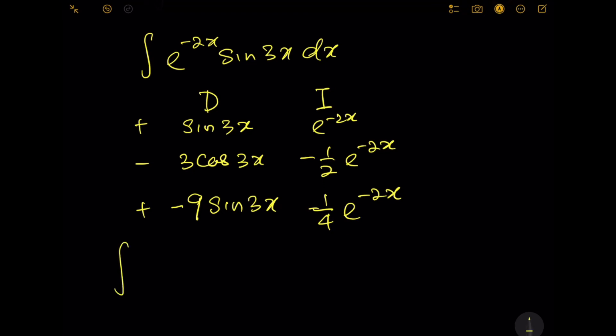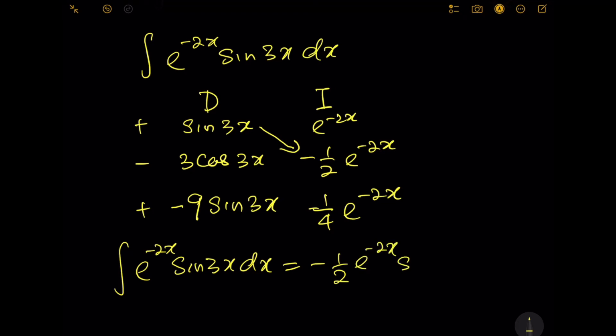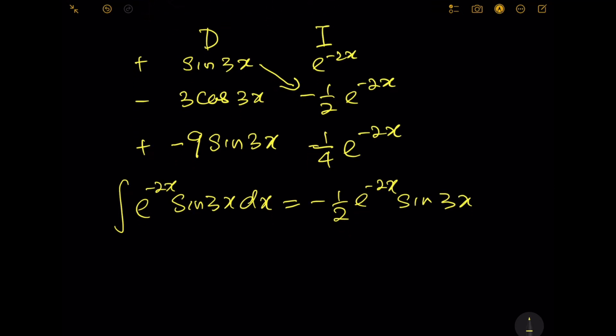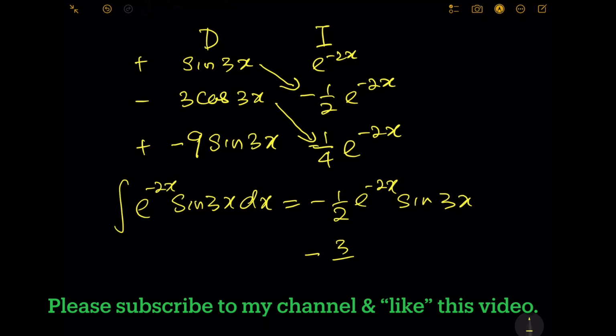Oh, this is the original question. The integral of e power negative 2x multiplied by sine 3x dx equals, the first one is the diagonal here multiplied, which is negative 1 over 2 e power negative 2x multiplied by sine 3x. The second term will be this one, negative 3 over 4 e power negative 2x cos 3x.